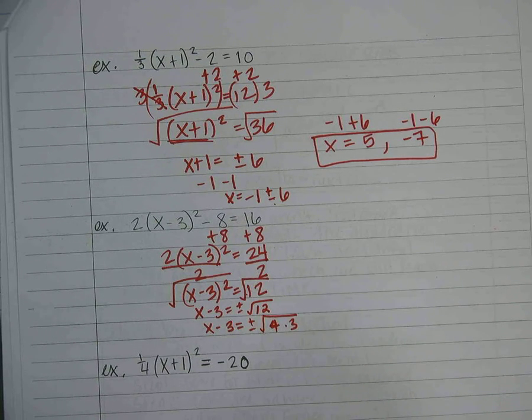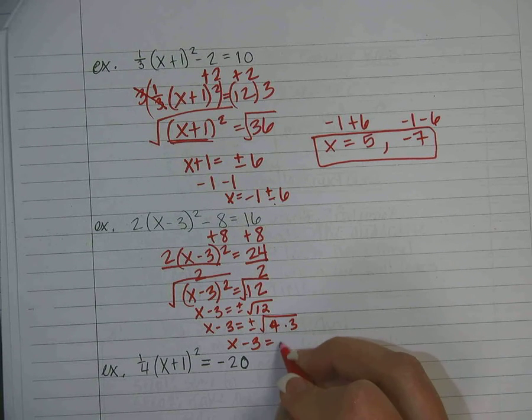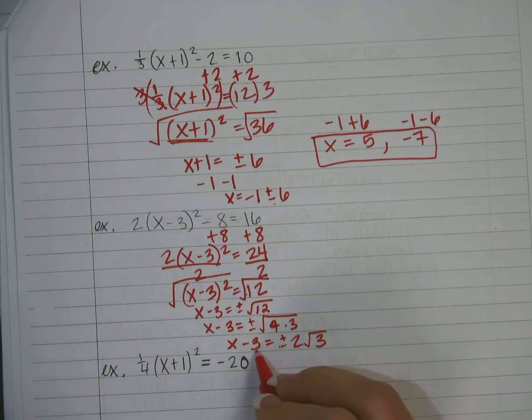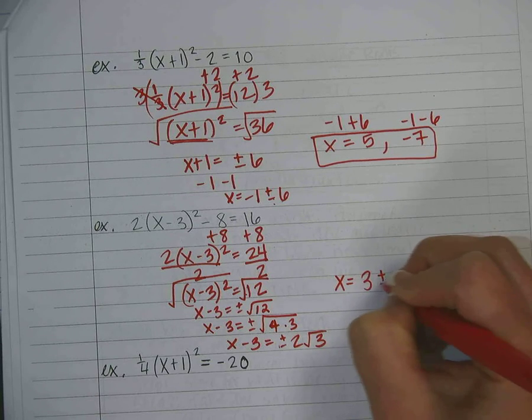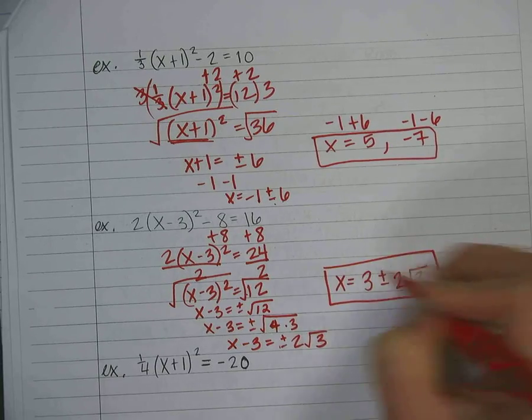This 4 is going to come out. The square root of 4 is 2. And now I'm going to add 3 to both sides. So I'll have x equals 3 plus or minus 2 square roots of 3. Yay.